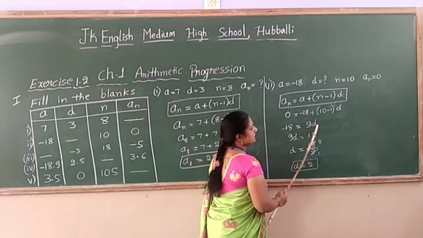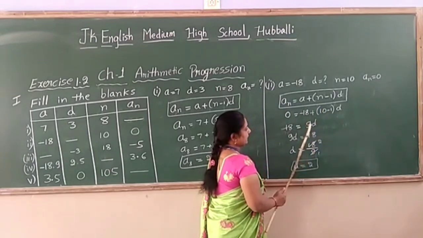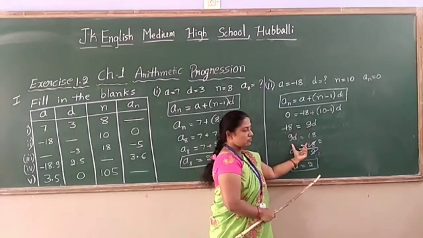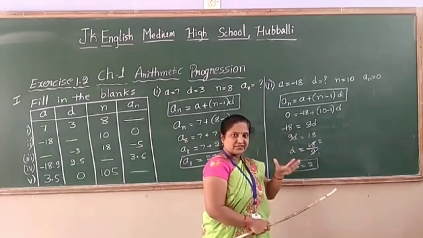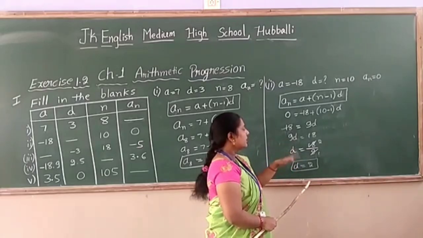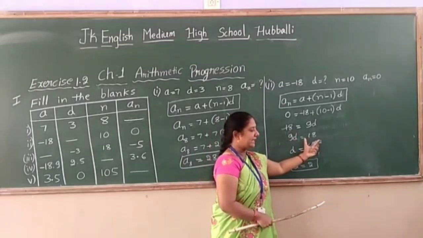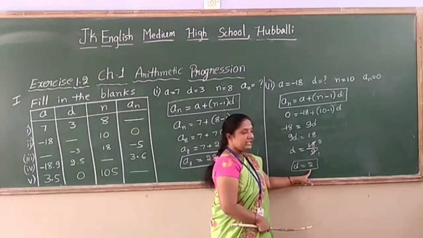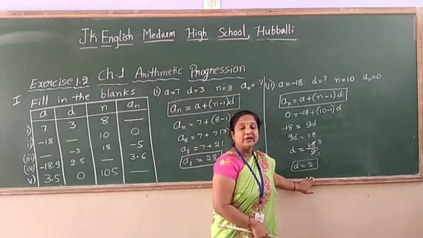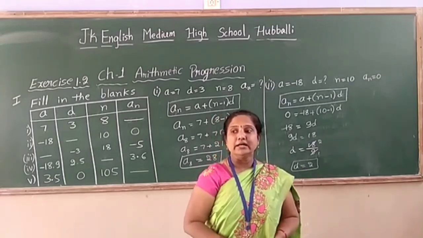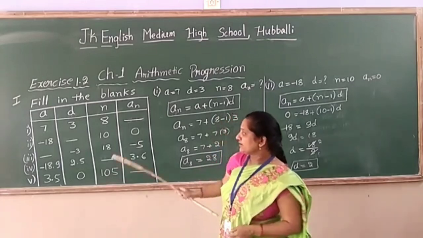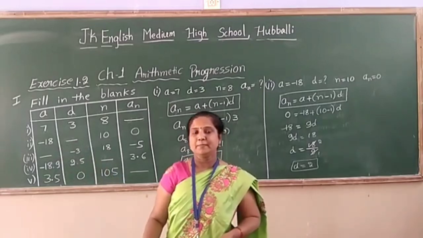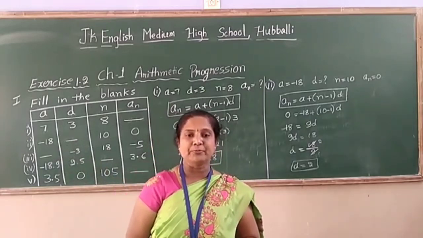10 minus 1 is 9. 9 into d is 9d. 18 is equal to 9d. I will change the terms because d value I have to find out. If d is left side, it becomes very easy for us to calculate. 9d is equal to 18 and d is equal to 18 divided by 9. Therefore, d value we got it 2. D value they told for us to find out. We got d value as 2 and we have to fill up in this place d value as 2. So children, you have to practice formula.